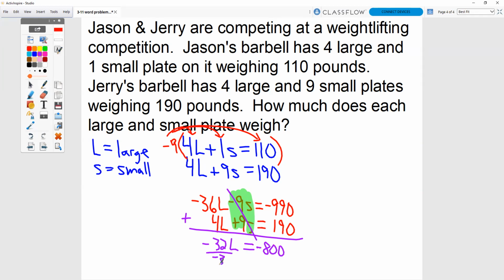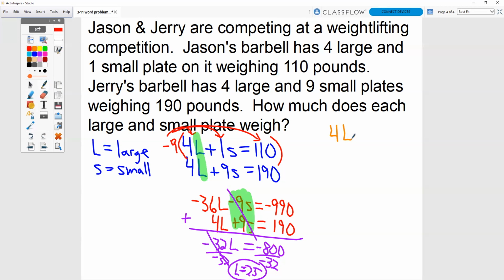Divide by -32 to solve this one-step equation. Divide by -32, and we get that L equals 25. So the weight of a large plate is 25 pounds. Now you want to take it and sub it into one of the equations. I can either sub it into here or here for L. I think that the top equation looks a little bit easier.